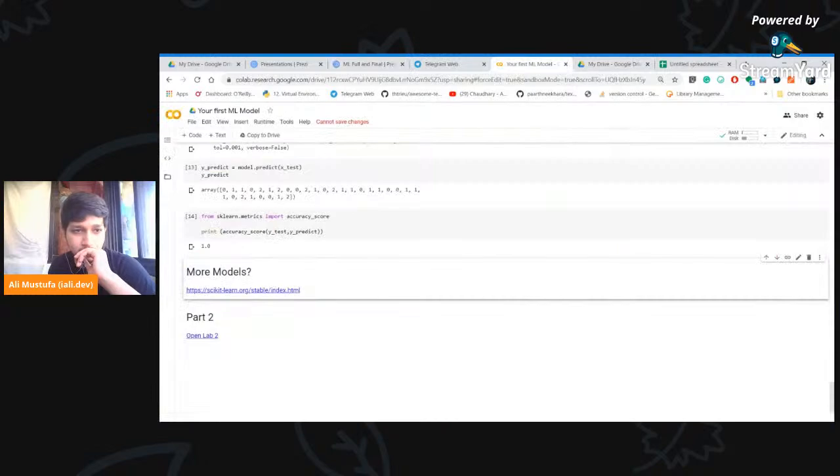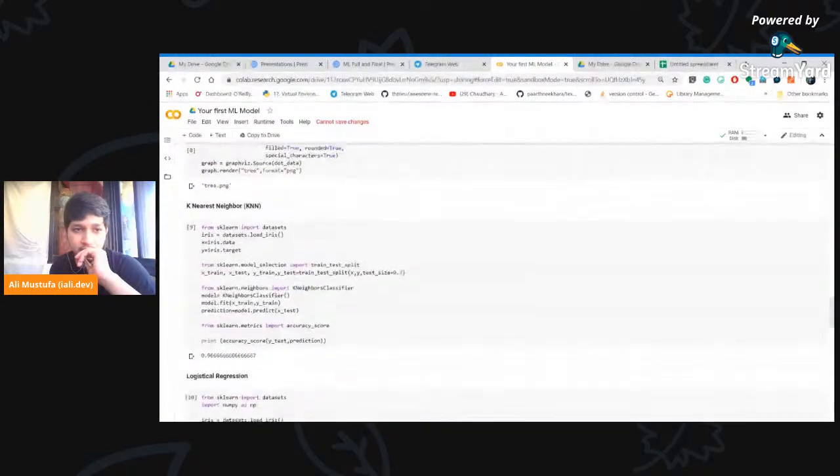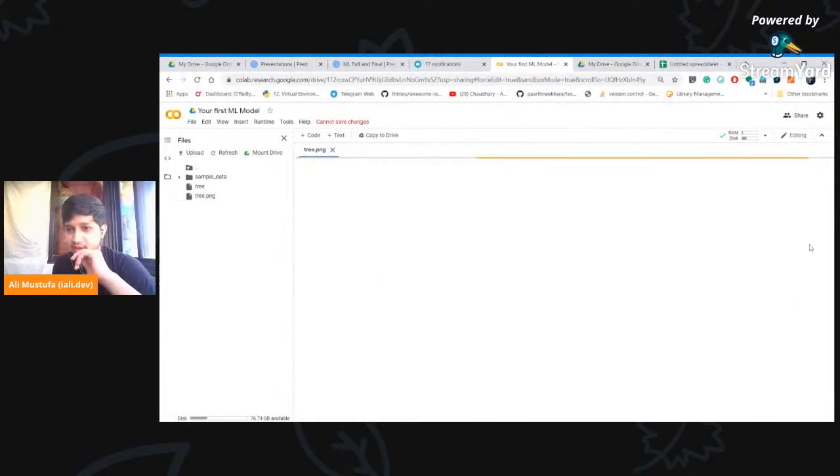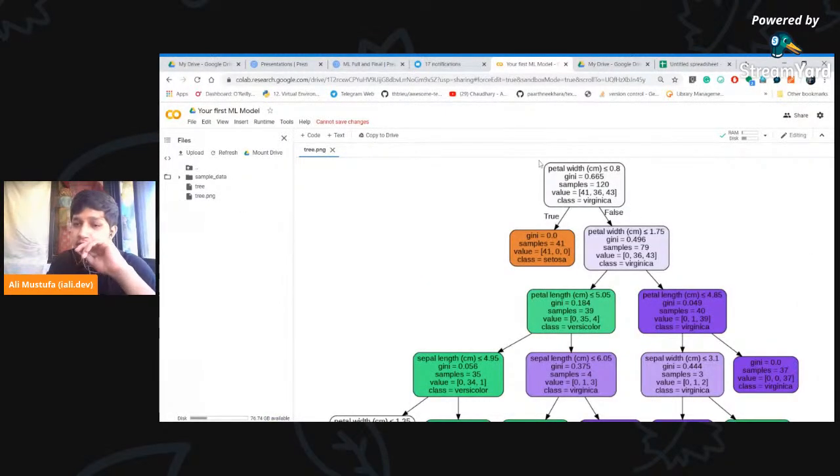So I told you, you can see this right now if you forgot. You can see this image, tree.png, and you know that machine learning was able to tell us that this is the rule which I used. This is the A rule, this is the B rule. And that is why interpretability is very easy.